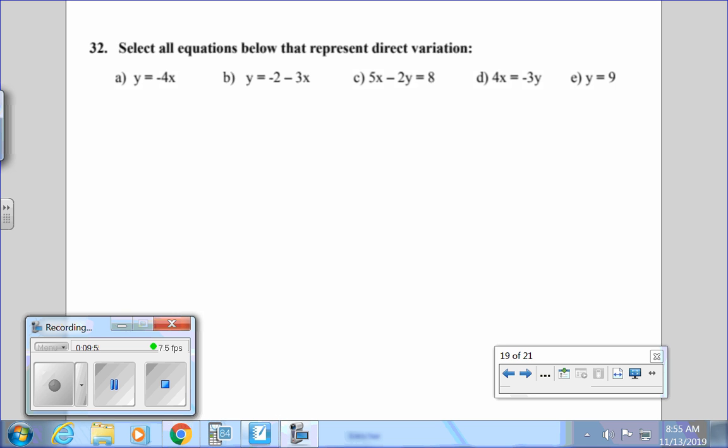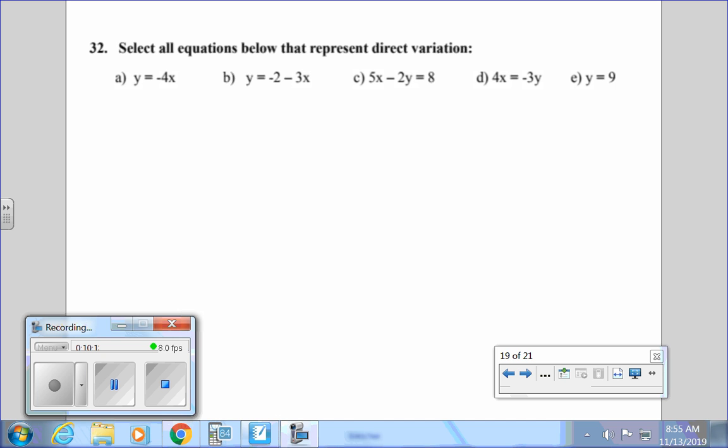This is a multiple choice question. Maybe there'll be more than one answer. Let's take a peek. Select all equations below that represent direct variation. Now the way I remember this is direct variation has an x and a y and no other stuff. No intercept, okay? So we only want things with x's and y's.